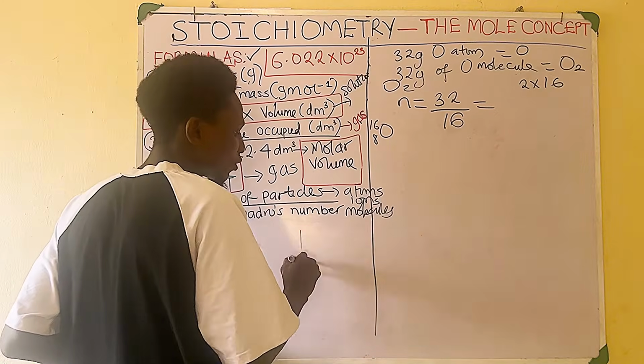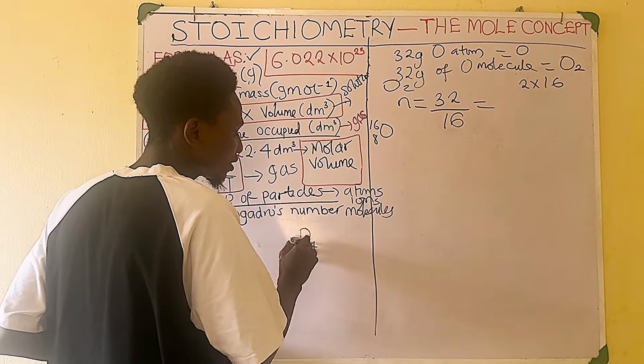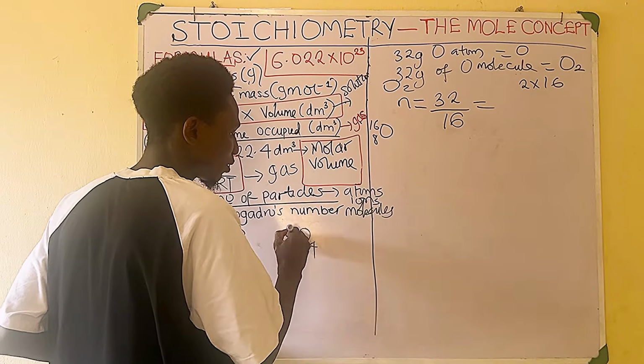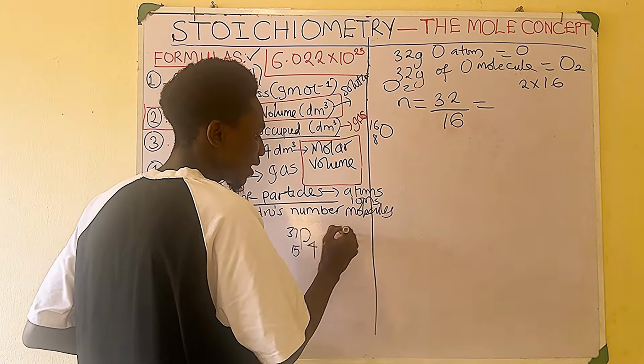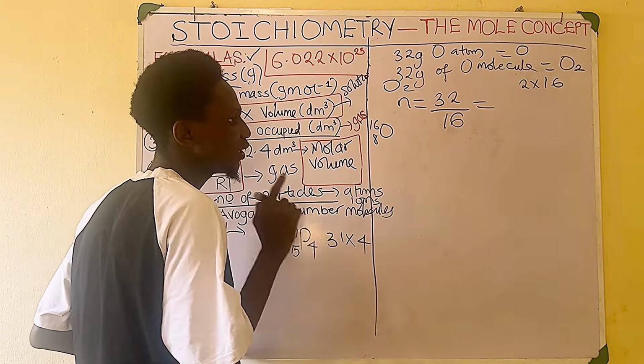Please. You can say phosphorus atom now. Phosphorus atom is P4. So you have to do phosphorus is not 15 and 31. So you have to do 31 times 4. Learn these things, please. Don't be in a hurry.